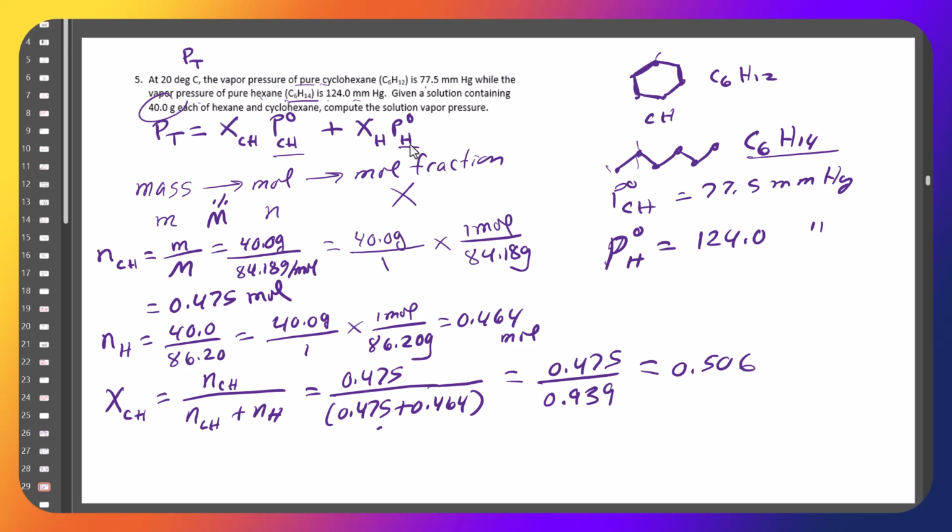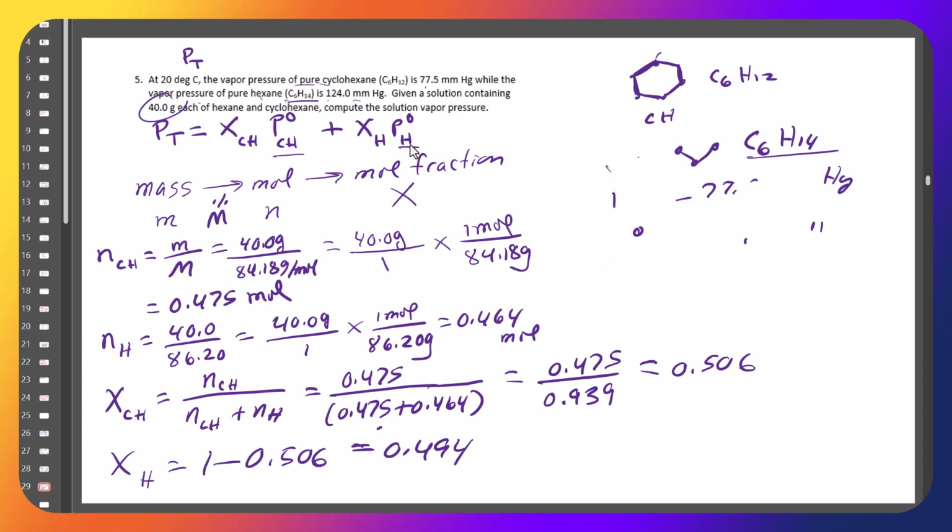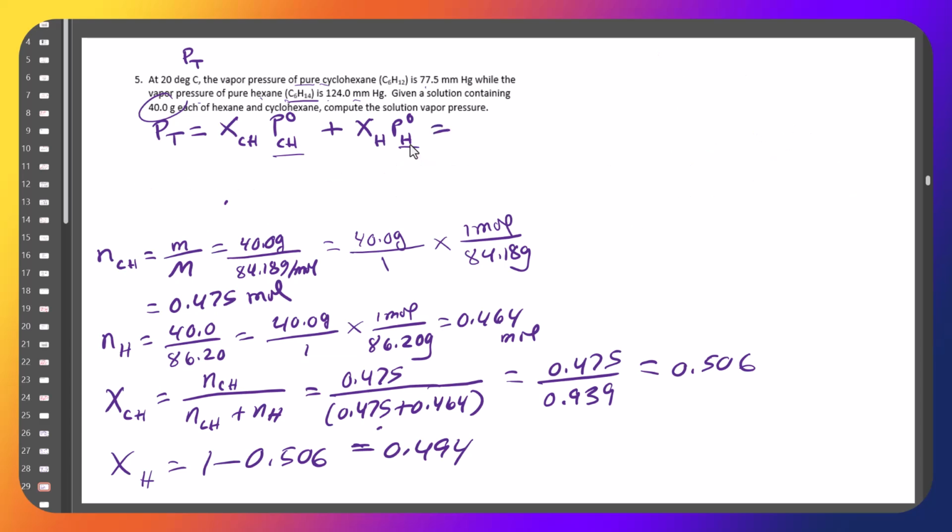We can do a similar calculation for the mole fraction of hexane, but it's easier to get it from subtraction. So we'll do that. Mole fraction of hexane is going to be 1 minus the mole fraction of cyclohexane, 0.494. All right, so we can take those numbers and plug them into our master equation. Cyclohexane 0.506 times the vapor pressure of pure cyclohexane 77.5 plus mole fraction of hexane 0.494 times its vapor pressure, 124.0. 0.506 times 77.5, 39.22, 61.26. Add them up, get 100.5.